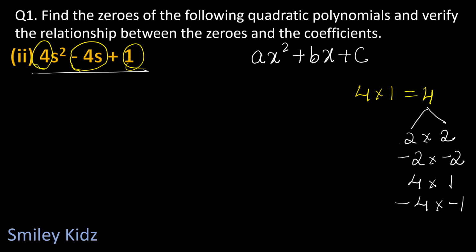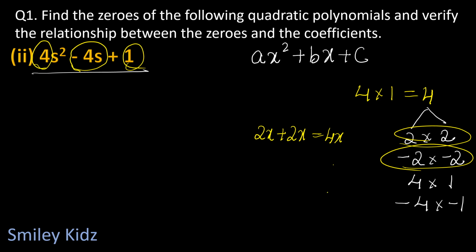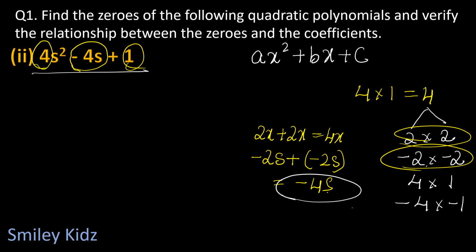Now let's have a look at the first possibility, 2 times 2. Now 2s plus 2s will be what? 4s. But that's not what we are expecting, right? We are expecting minus 4s, right? Then we have the second one, minus 2s plus minus 2s, let's suppose. Then it will result in minus 4s, isn't it? And that's it, we got the value. So it is the second possibility that will give you the right answer.